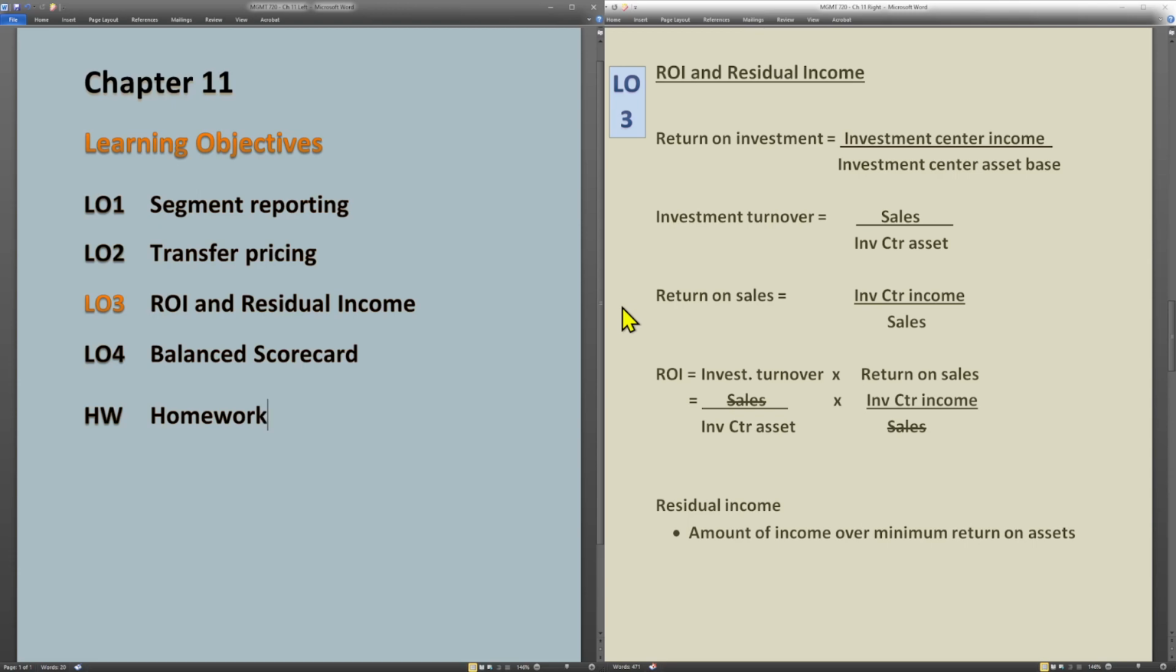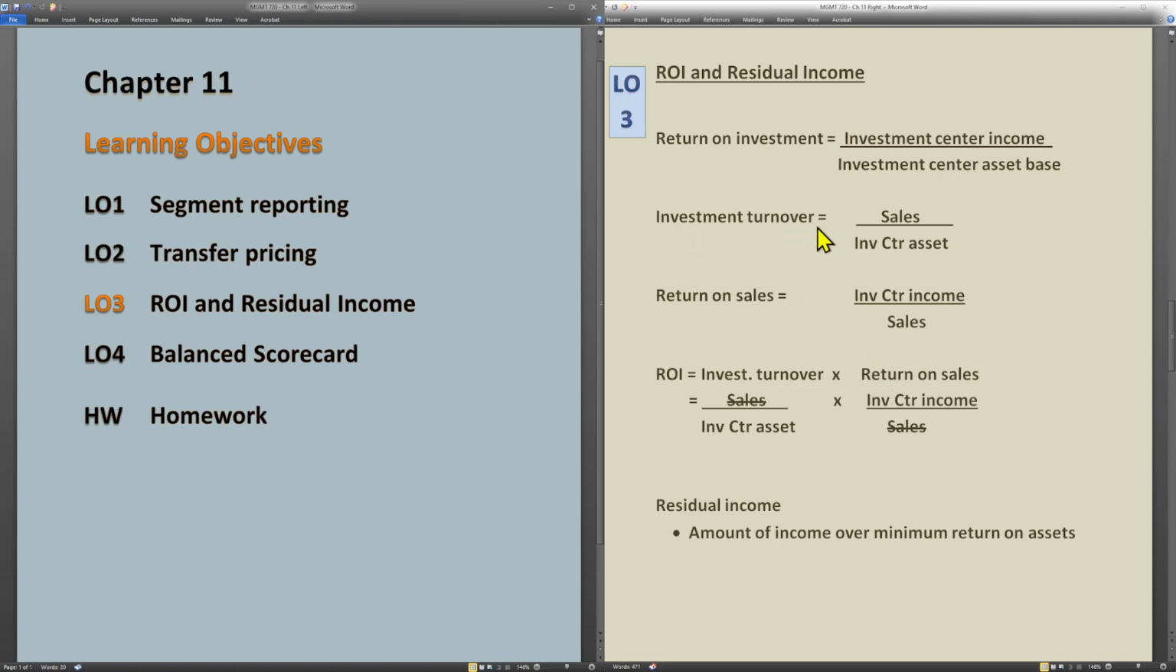So ROI, return on investment. You notice here, they're considering these segments to be investment centers, meaning they're not only responsible for profit and loss, they're managing their own investments, their own asset base, their capital expenditure. And so the basic return on investment is income over assets. Now, return on investment is made up of two other equations, investment turnover and return on sales.